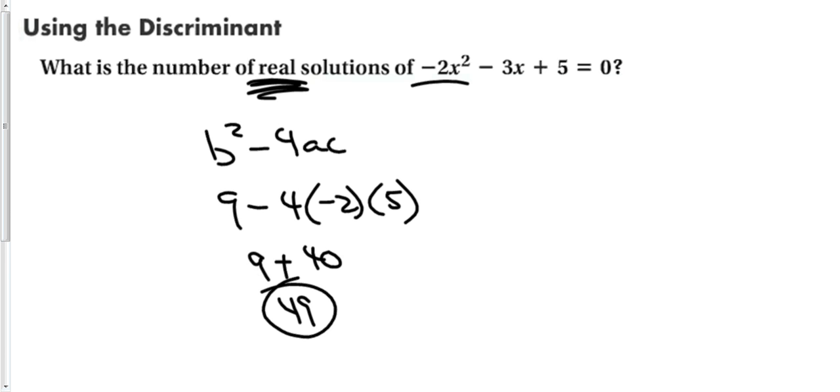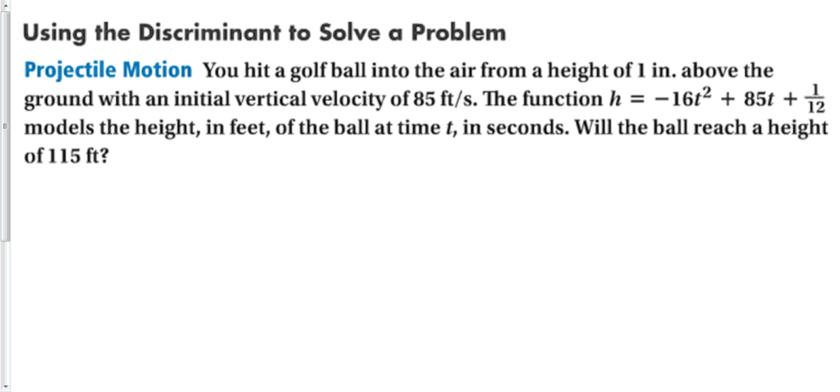This is useful if we want to solve a problem that looks like this. Okay, so projectile motion. You hit a golf ball into the air from a height of 1 inch above the ground with an initial velocity of 85 feet per second. The function h equals negative 16t squared plus 85t plus 112 models the height in feet of the ball in time in seconds. Will the ball reach 115 feet?